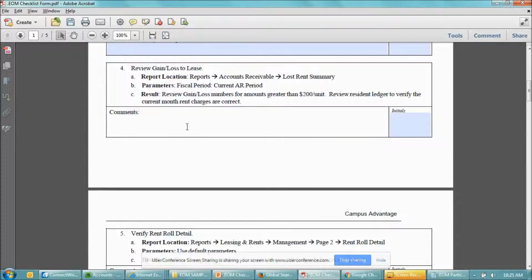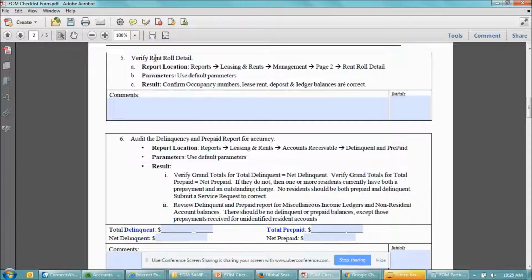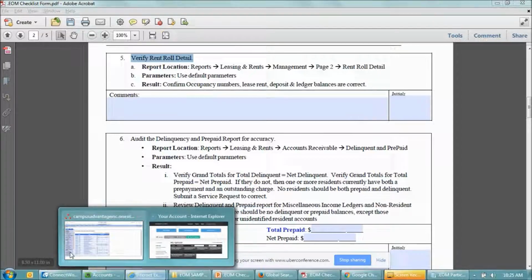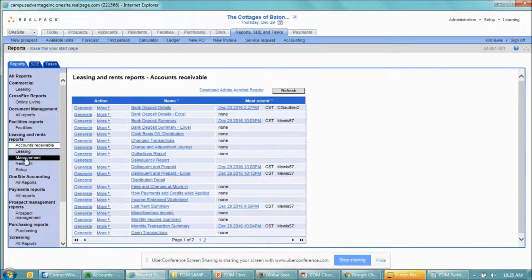And comment along like all loss gain. Here is why. More details, more better. No such thing as TMI in the comments. All right. And verify rent roll detail. Okay, the rent roll detail. It's on page 2 of our management section.